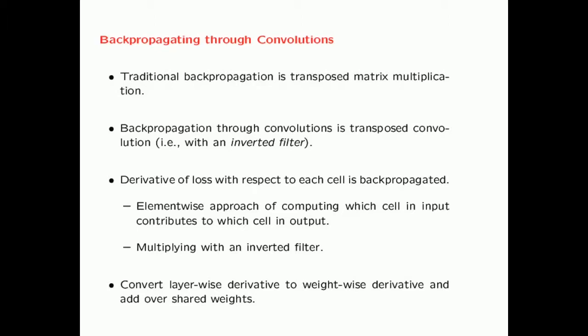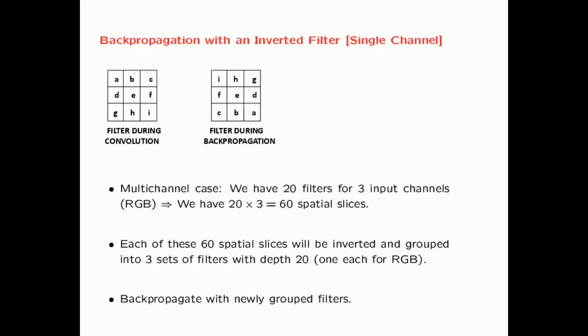Then you have to add up this derivative with respect to each copy of the shared weight over all the weights. So let's look at one of these two ways of performing convolution with an inverted filter. For simplicity, let's just consider a very simple case where you have a layer with a depth of 1. That means that there's only one channel. You use only one filter. So you don't have multiple filters, you just have one filter. So again, you'll have only one output channel. So you will have one input channel and one output channel.